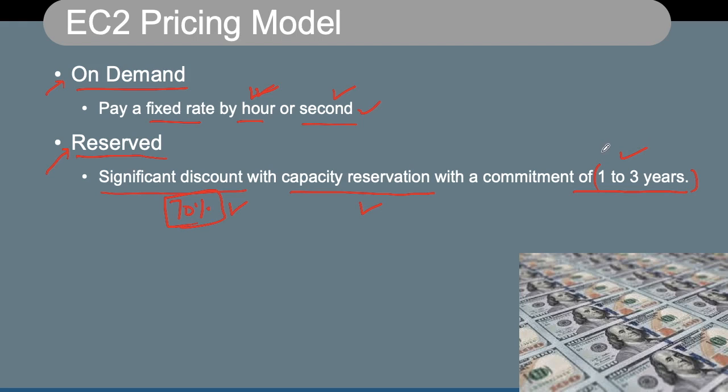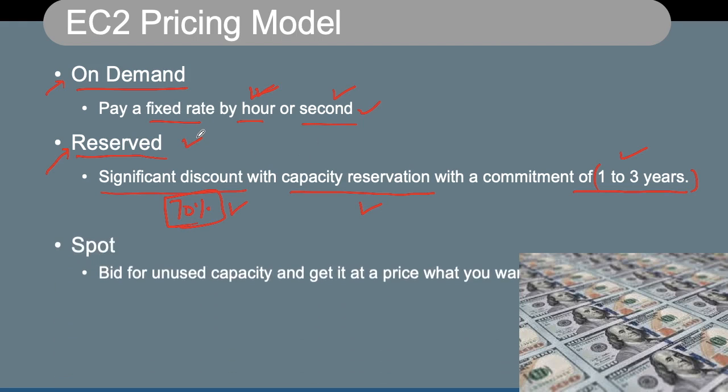So you can pay all upfront, you can pay partial upfront, and you can also pay no upfront at all. But you have to reserve this capacity with AWS.